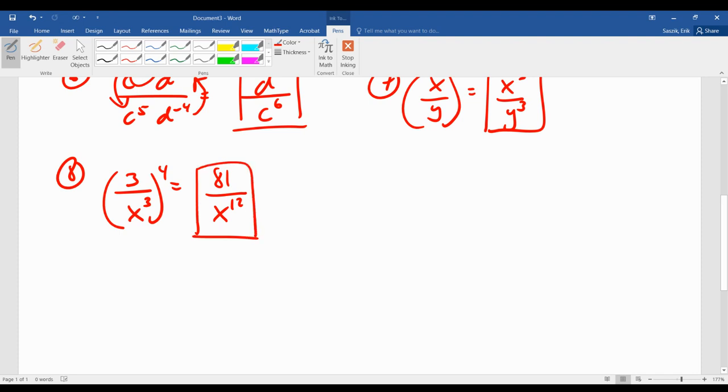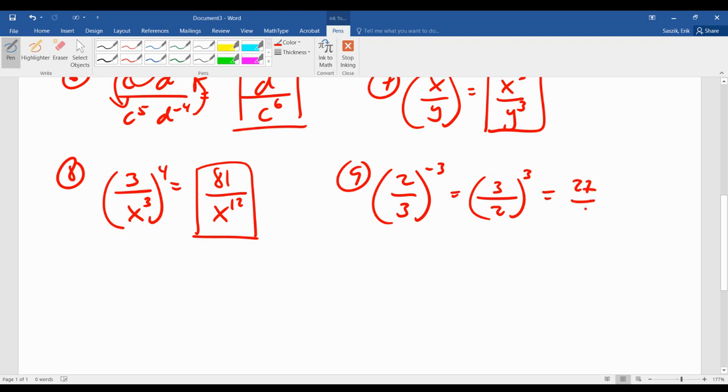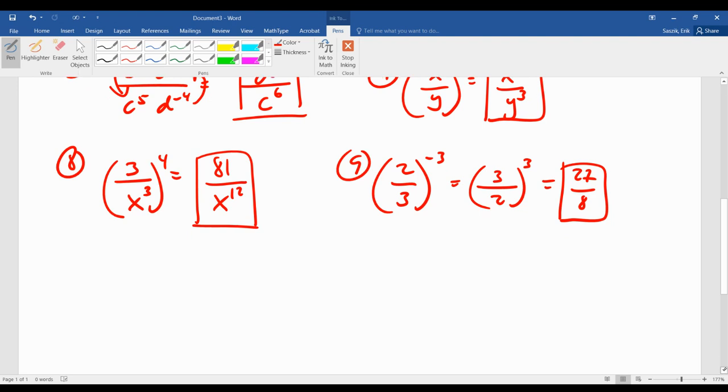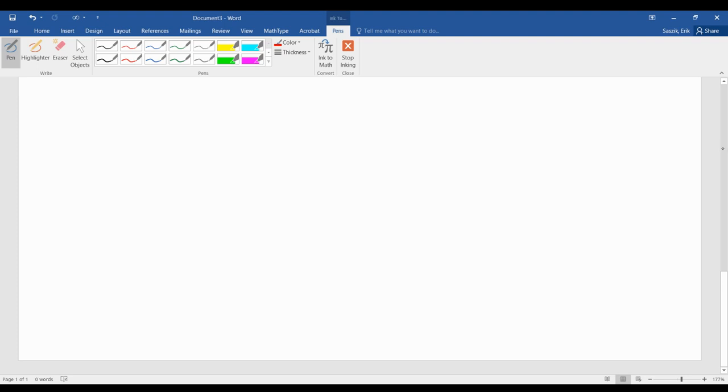Okay. Now, sometimes we'll have something like this. Well, let's do this first. Okay. So both of these things are getting the -3. So that means the 2 goes down and the 3 goes up. So let's flip it. After the flip is made, the power is still there, but it becomes positive. And then 3 to the third, 2 to the third, and you get 27 over 8. Okay? Hoping this is making sense.